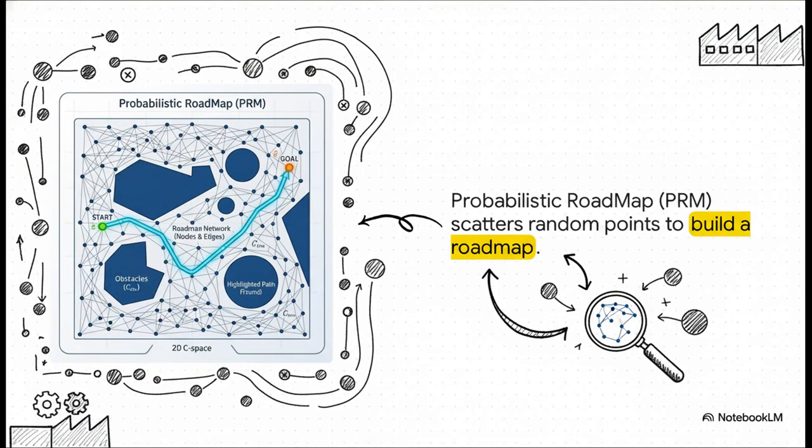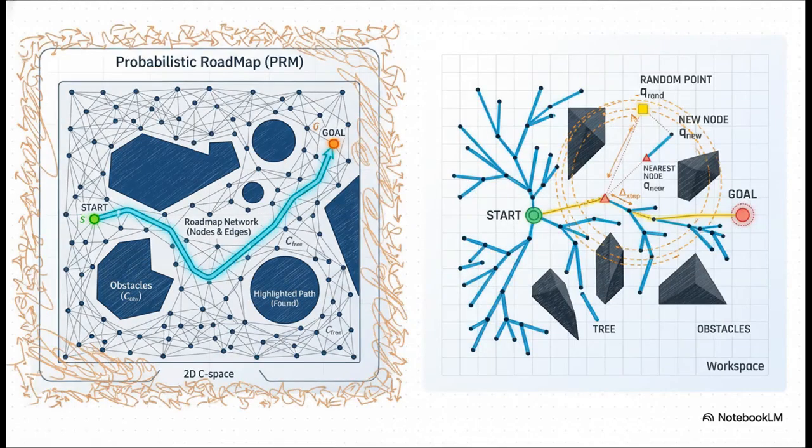The first big approach here is the Probabilistic RoadMap, or PRM. So the algorithm just scatters thousands of random points, throws out any that land inside an obstacle, and then tries to draw straight lines between nearby points. If a line is clear of obstacles, it becomes a road. You end up with this cool web-like roadmap that you can then search for a path. It's really perfect for static environments, like a factory, because you only have to build this computationally expensive map one time.